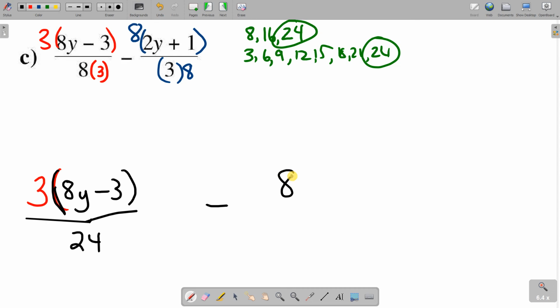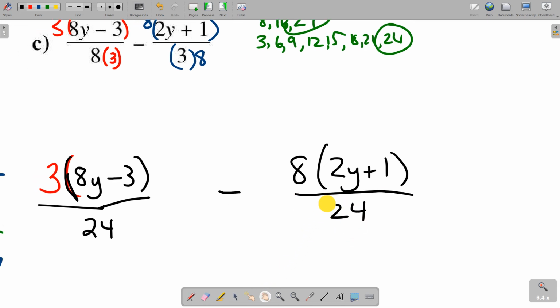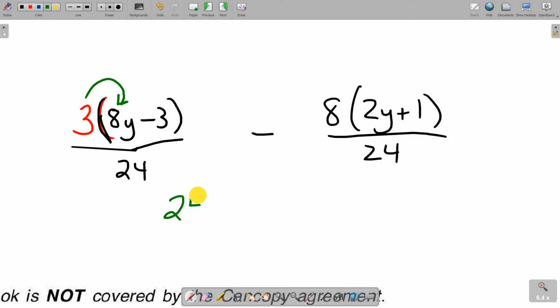That's going to be over 24. Minus, we got an 8 bracket. I'm doing the top one over here now. 8 bracket 2y plus 1, all over 24. Now we need to distribute those numbers that we're multiplying. Let's do it very carefully. 3 times 8 happens to be another 24 on the page. But there's 24 y's. Do not forget to go back because we have a binomial. There's an adding thing here that 3 times negative 3 is minus 9 or negative 9.